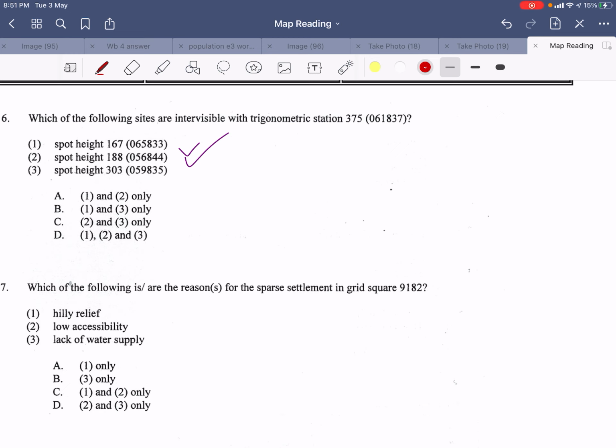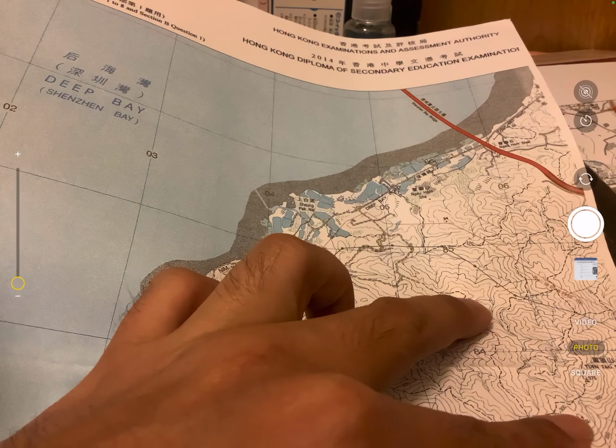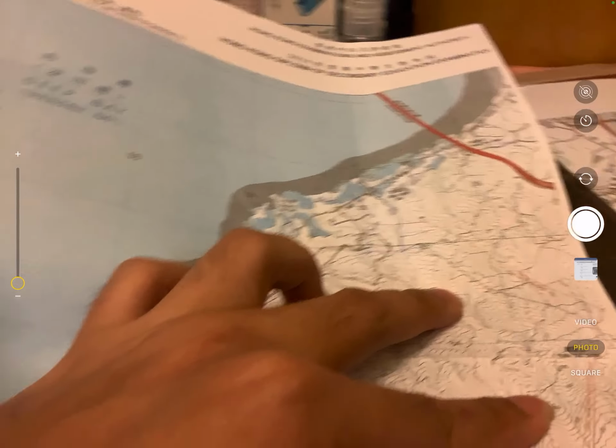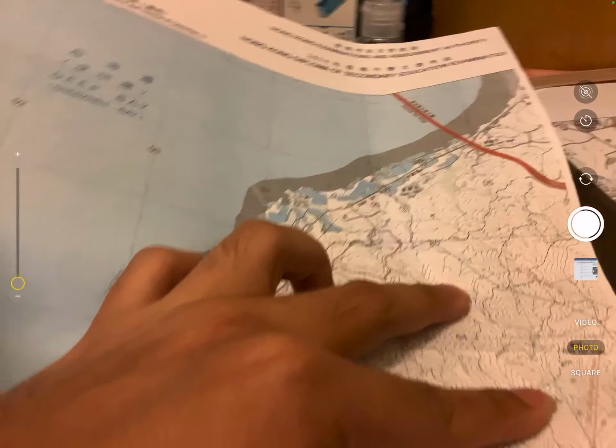Okay, spot height 167 and 188. I can find 188, then 167. Let me find it now. Oh, I found it. And then 303 right here. Okay, I've done the marking, and then yeah, we can get back to the map.